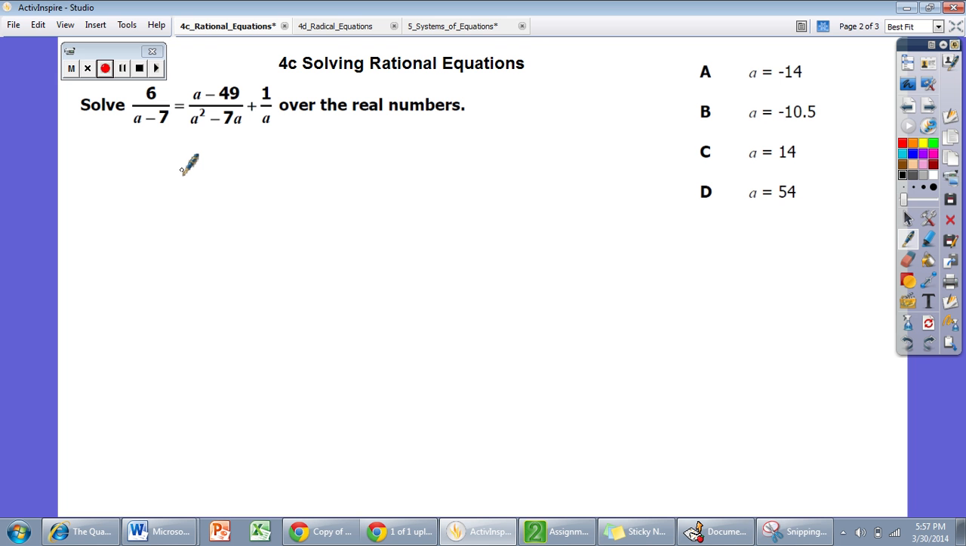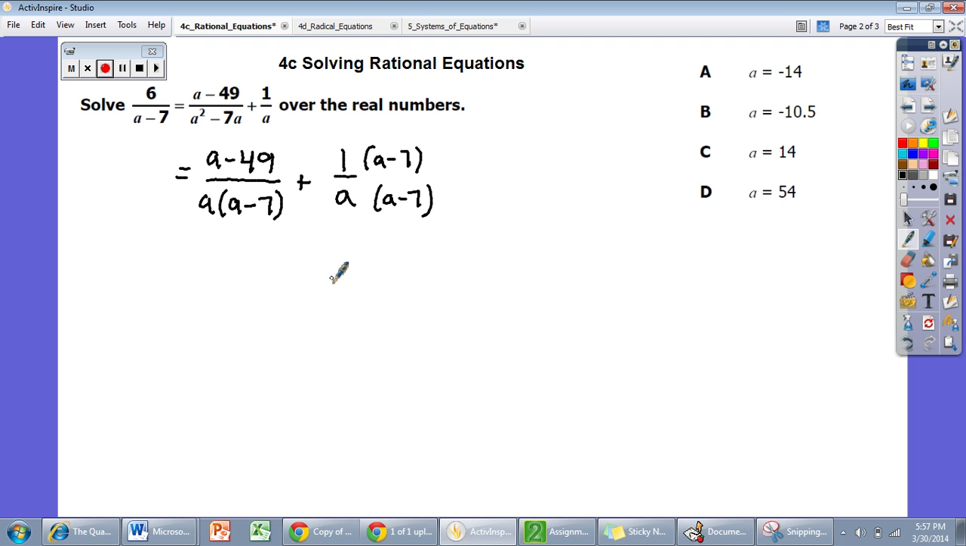One thing with this problem is that I'm going to factor the denominator here of this fraction. I'm going to take out an a, so I see that it's a minus 7. So what I notice here is that in order to make my like denominator, I have 1 over a. What I need to do here is multiply this fraction by a minus 7.